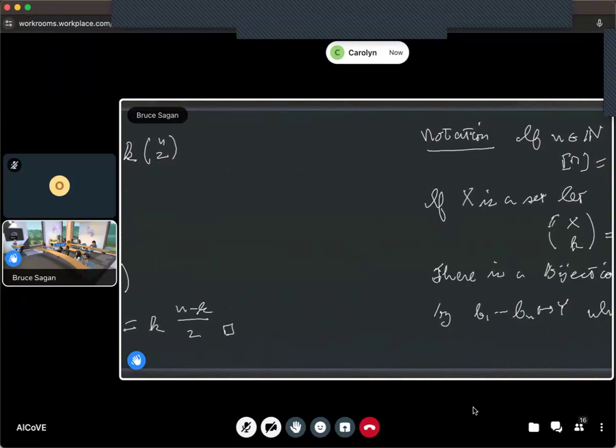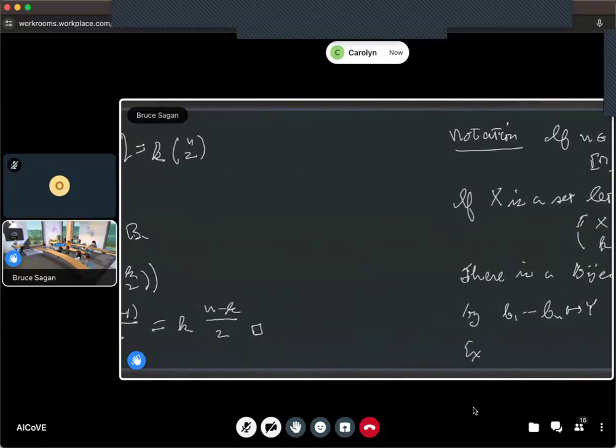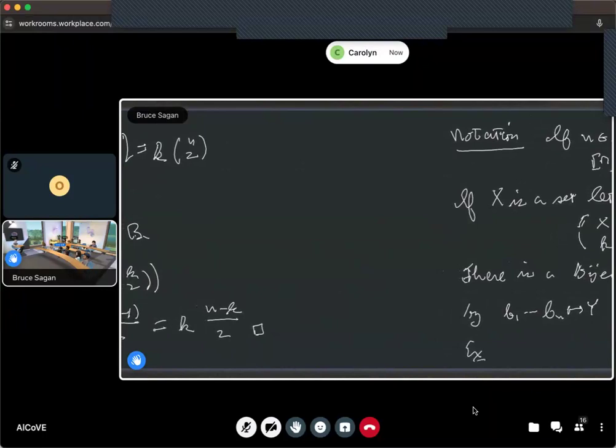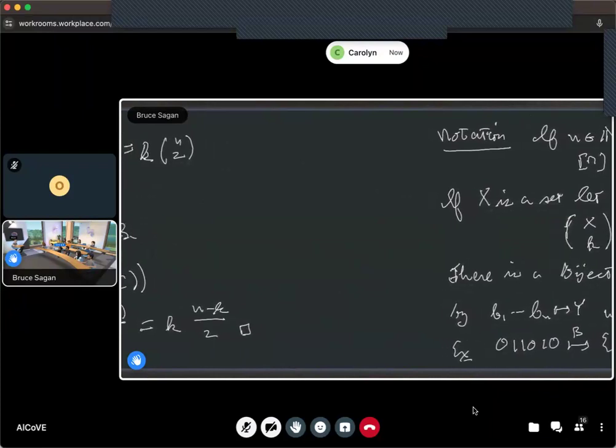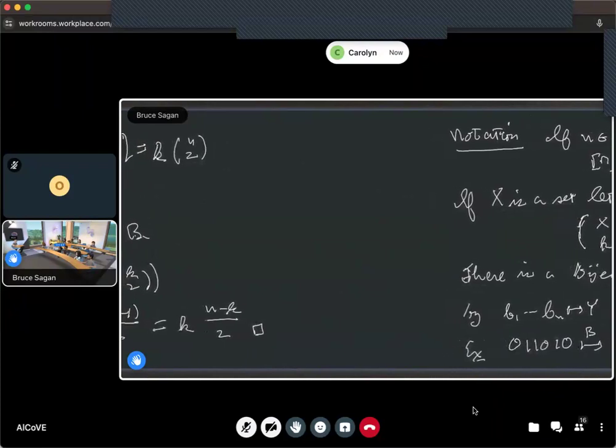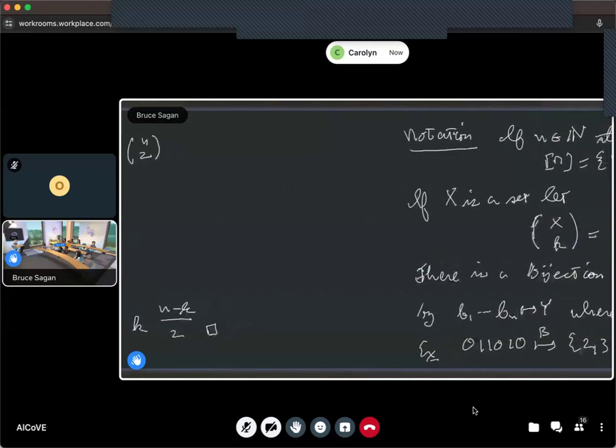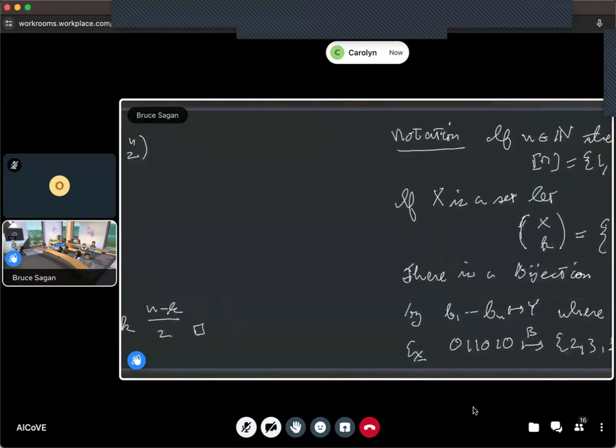Right, so quick example. What would the string go to? What set? 2, 3, 5. Yeah, I think I hear somebody saying it. 2, 3, 5, right? Because we've got ones in positions 2, 3, and 5, and we would be considering this as a subset of bracket 6, right? Because we've got 6 bits. Okay, hopefully this is pretty standard stuff. Questions?